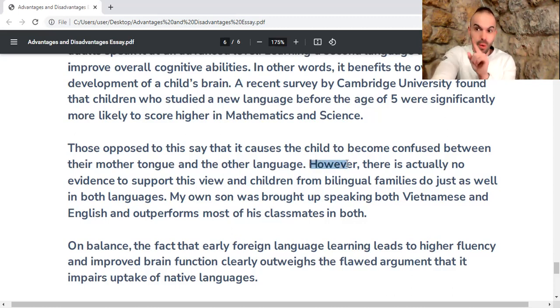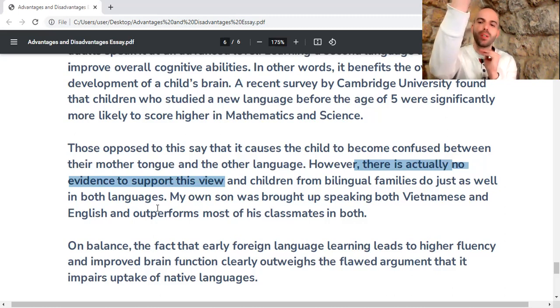However, there is actually no evidence to support this view. Why? I can't support it. Do you remember? You can't support it. You need to explain why this is not strong. So, however, there is actually no evidence to support this view, and children from bilingual families do just as well in both languages. So what did I do right now? I denied the disadvantage, which is confusion. I made it an advantage. So I transformed it into an advantage.